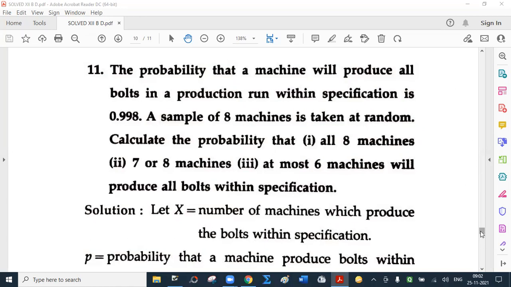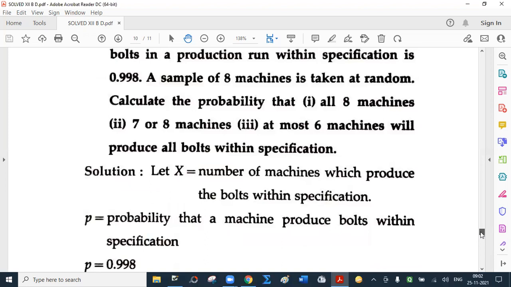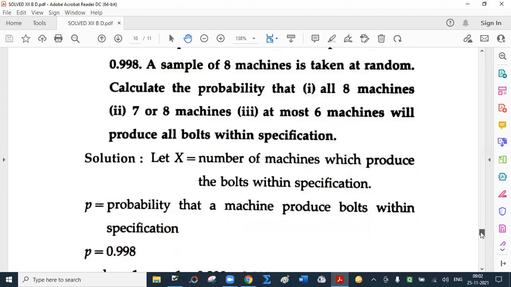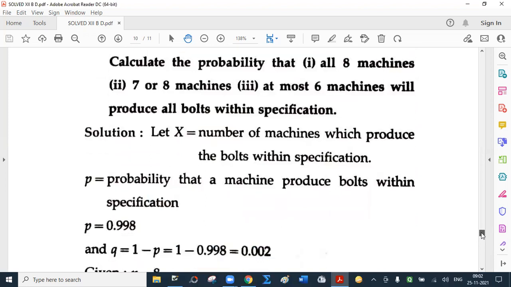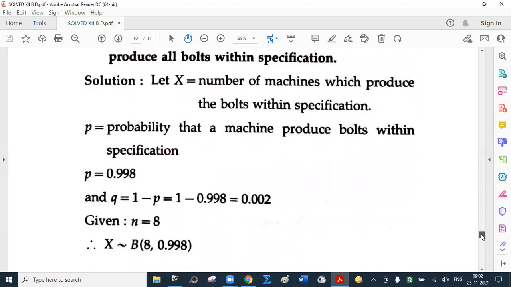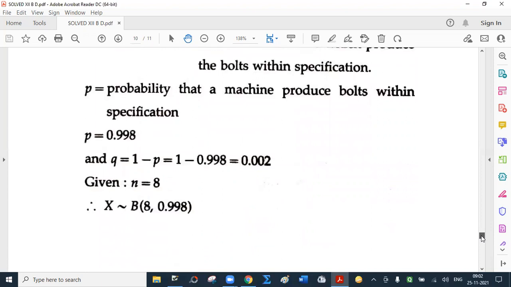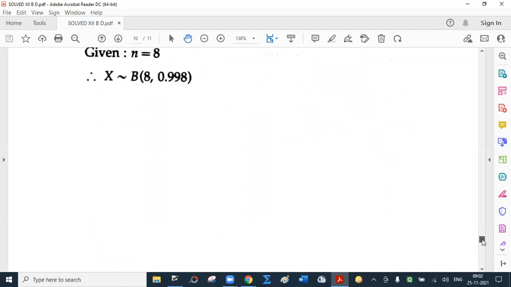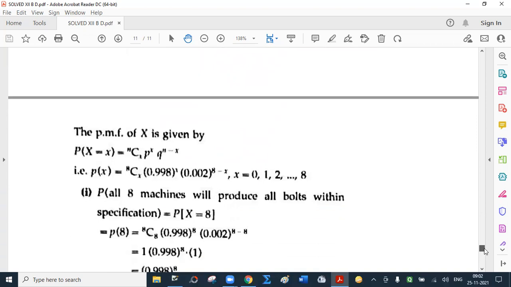Solution. Let X denote the number of machines which produce the bolts within specification. So P is the probability that a machine produces bolts within specification, so P equals 0.998. What will be Q? 1 minus that, which is 0.002. Small n, the number of Bernoulli trials, is 8. So random variable X follows binomial distribution with which parameters? 8 and 0.998. I think 3 sub questions are there.